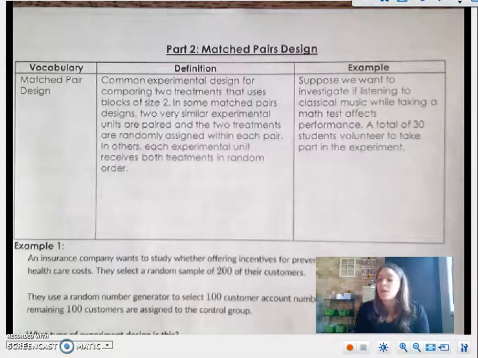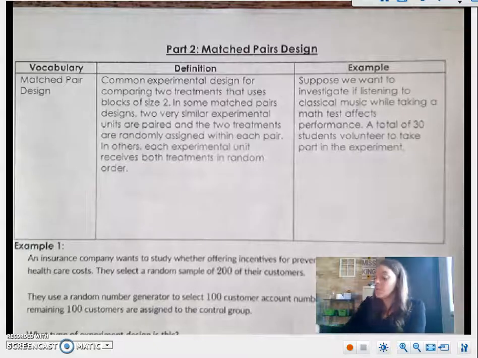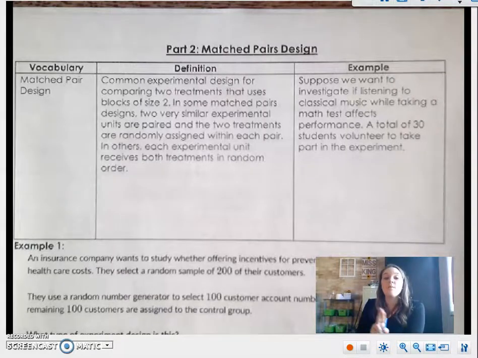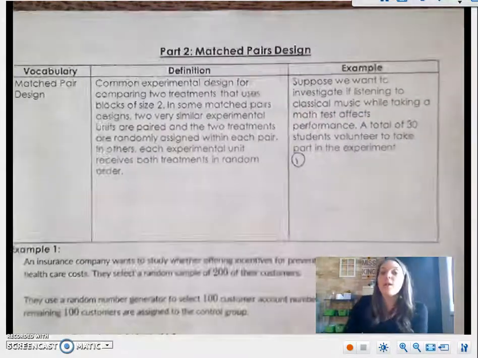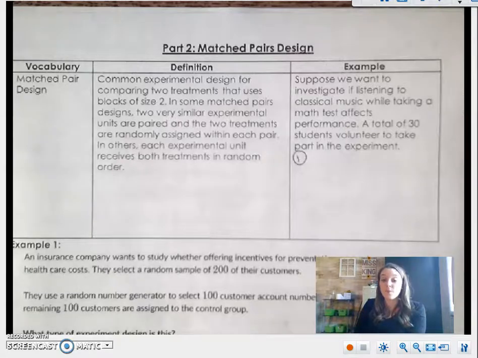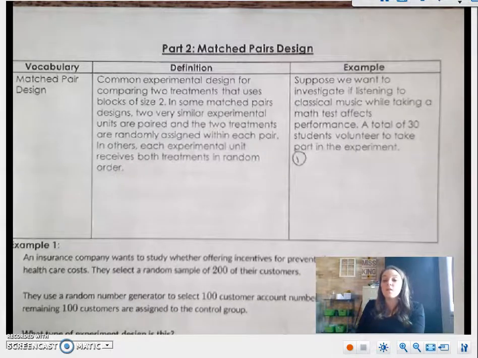So we're going to go through an example so that you fully understand what matched pair design is. So our example here is, suppose we want to investigate if listening to classical music while taking a math test affects performance. A total of 30 students volunteer to take part in the experiment. Alright, so we have two different ways matched pair design can be used in this study. The first way is we could pair up students based on some block.